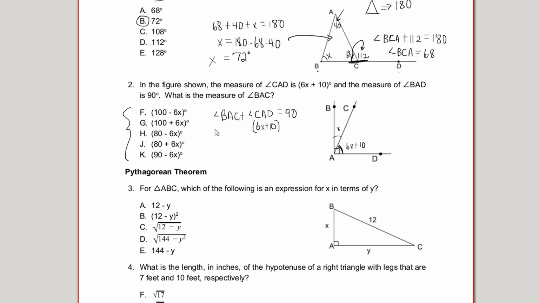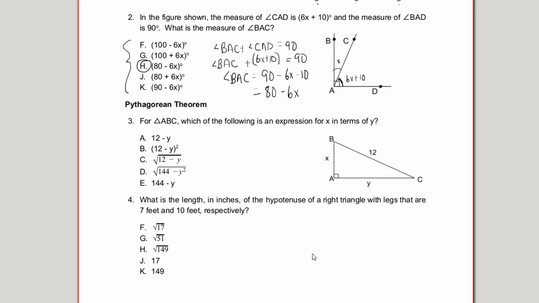So we're looking for angle BAC, and we add that. Now we've plugged that in. Now we can find that angle BAC is going to be equal to 90 minus 6x minus 10. We distributed the negative sign, and we have 80 minus 6x for angle BAC, and that is answer choice H.